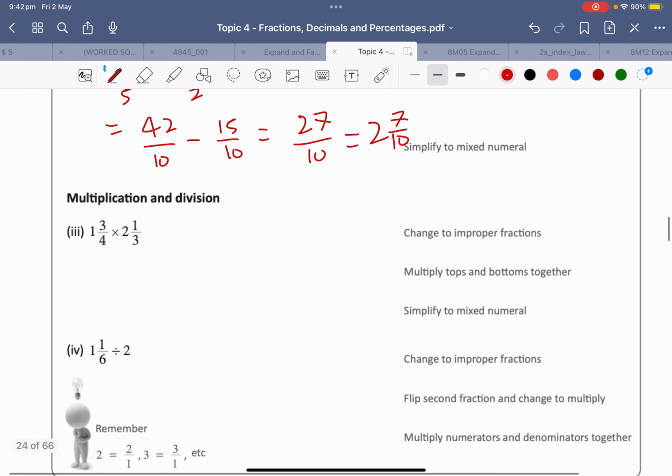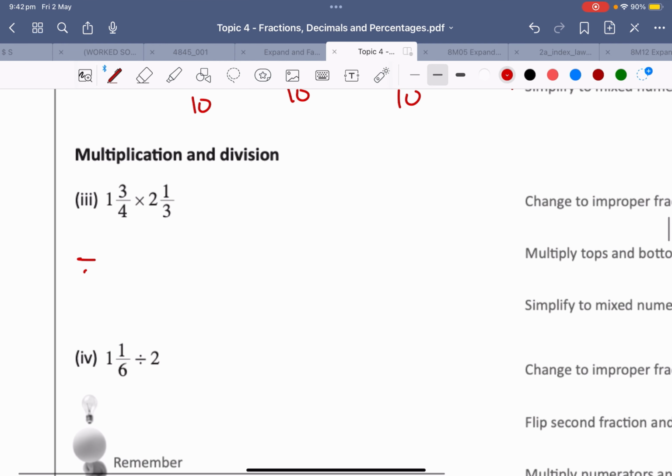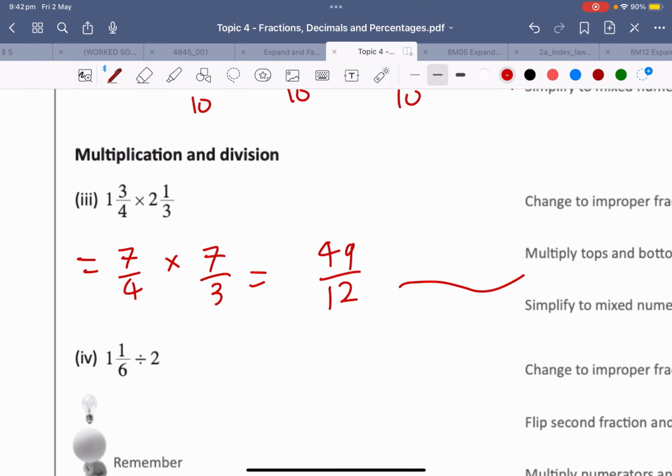Multiplication and division are all the same. 1 and 3/4 is the same as 7 over 4, times 2 and 1/3, which is the same as 7 over 3. You times it, 49 over 12. And then simplify it to a mixed numeral as you wish. It's going to be 4 and 1/12.